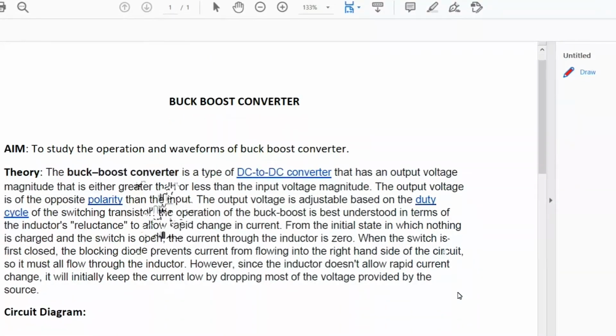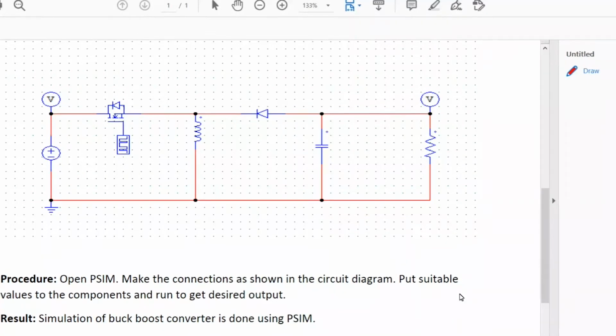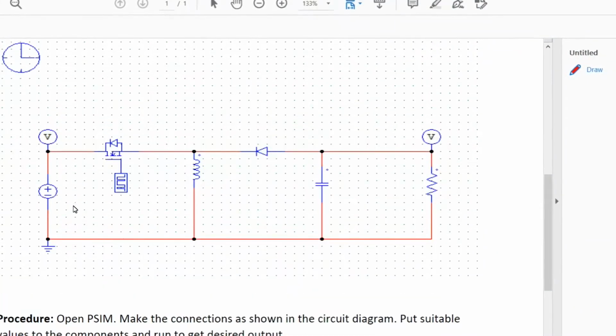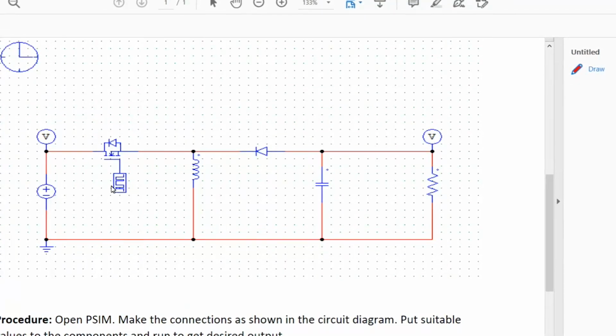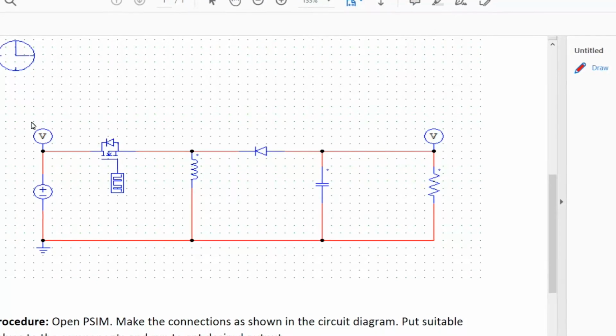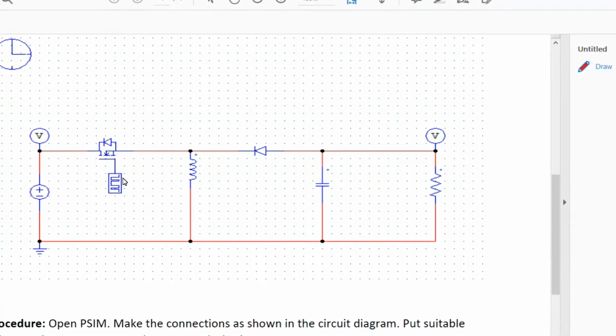Okay, so we have the circuit here. First, let's discuss each operation or its working. So we have the circuit of the buck-boost converter here. We have a MOSFET here, a switch. I'm trying to explain this using PSIM. That's why I'm using this circuit diagram.